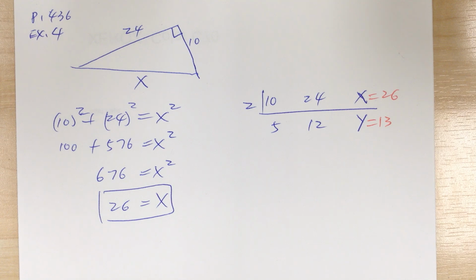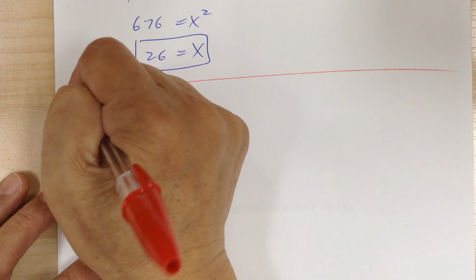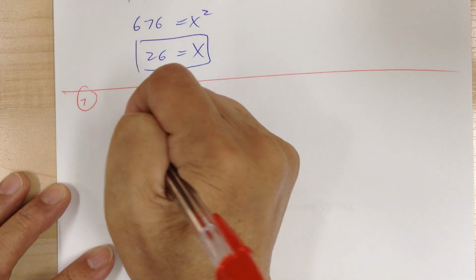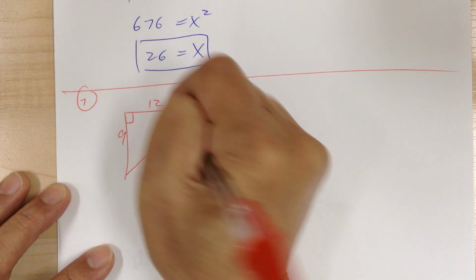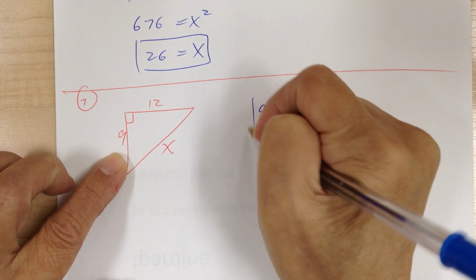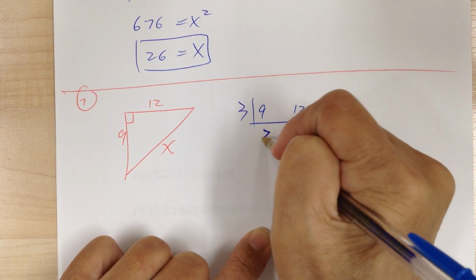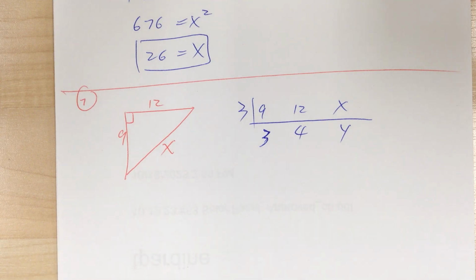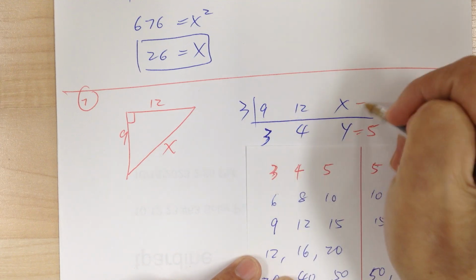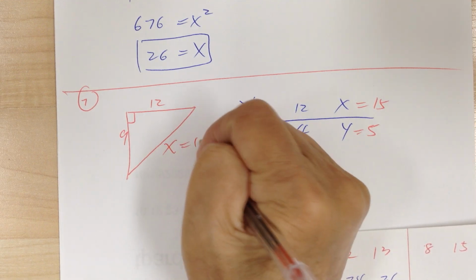Let's go to the guided practice for example 4. For guided practice number 7, you have this triangle and you got 9, 12, and x. You can factor out the 3, so divide by 3 and you get 3, 4, y. Again, this is your 3, 4, 5, so y equals 5, and therefore x equals 15, because there are 3 over here. So x equals 15.